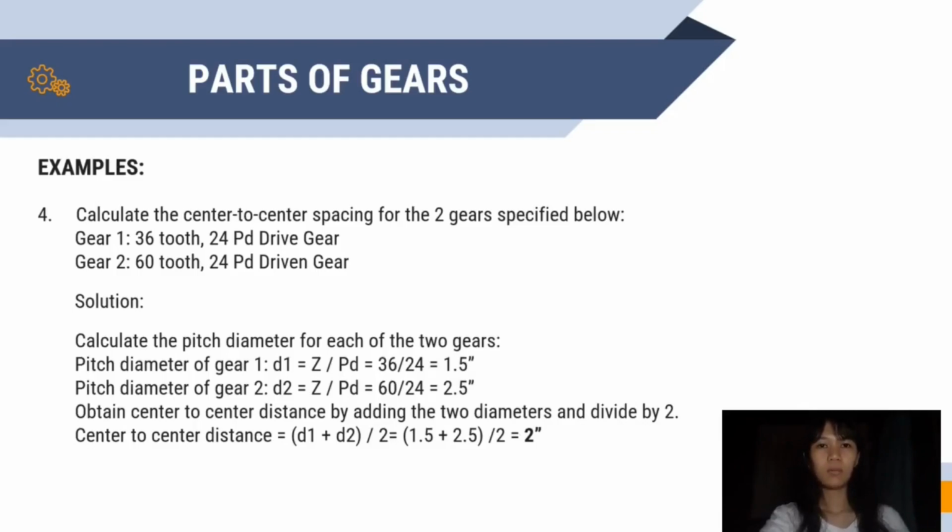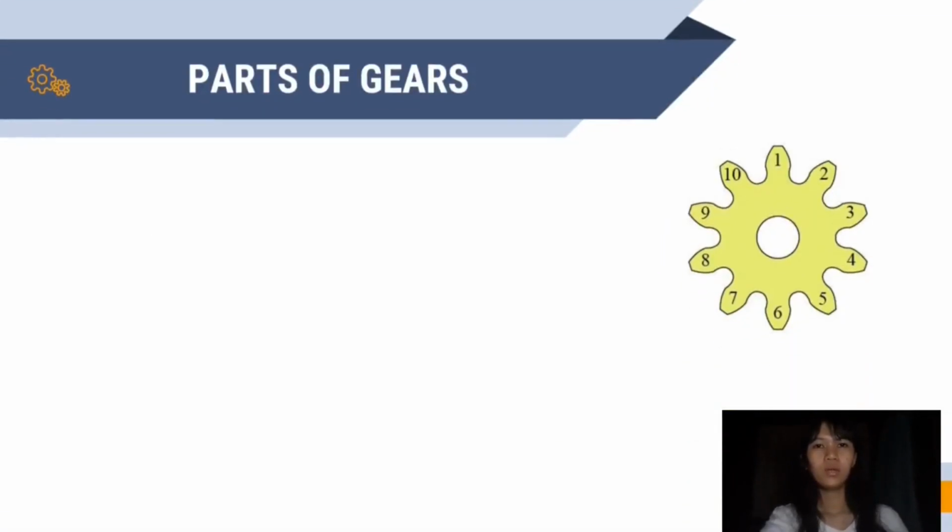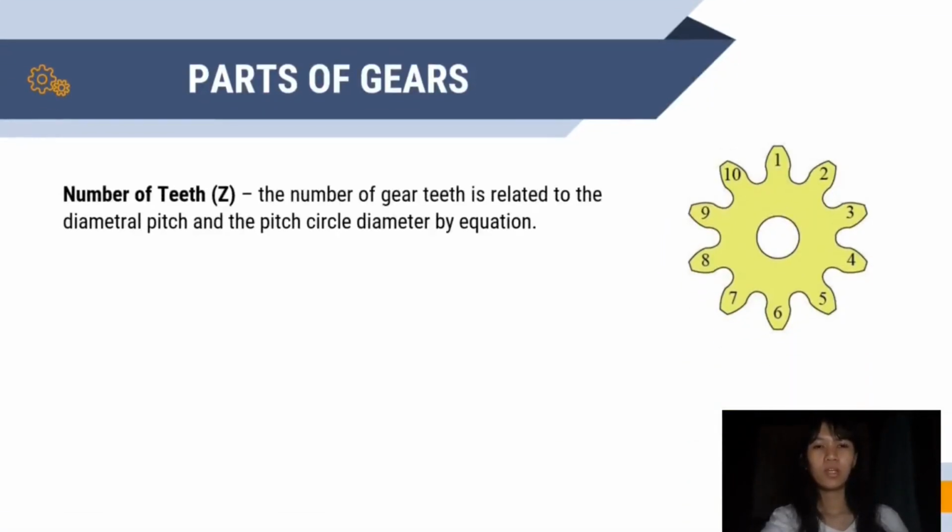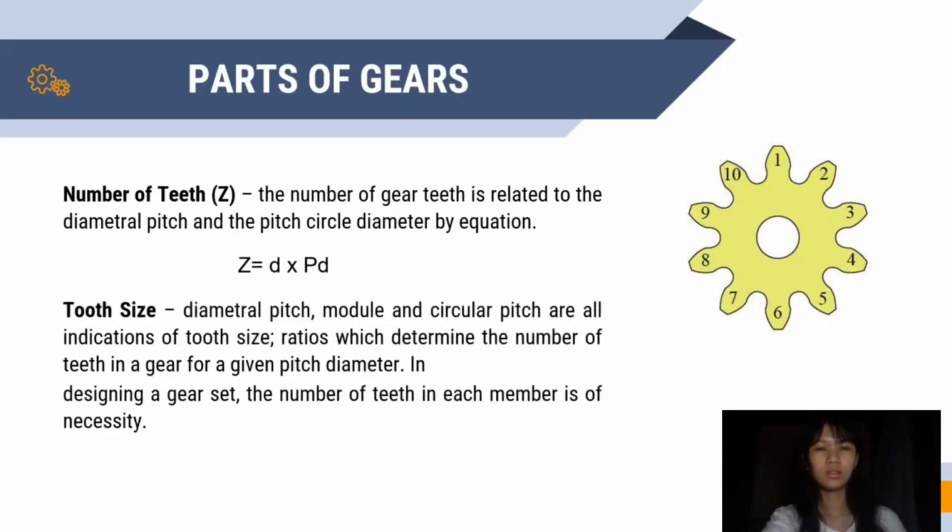Substitute the resulting diameters of the two gears. The center-to-center distance is 2 inches. The number of gear teeth is the diametral pitch multiplied by the pitch circle diameter. Tooth size is a ratio which determines the number of teeth in a gear for a given pitch diameter.